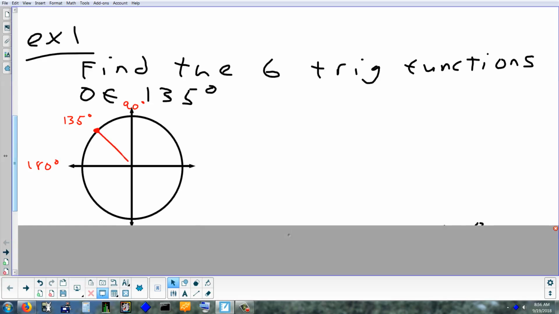Okay. So the way you draw your triangle, always draw the hypotenuse to the origin, and then draw the other leg perpendicular to the x-axis.